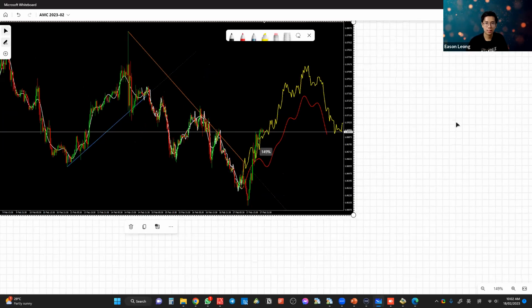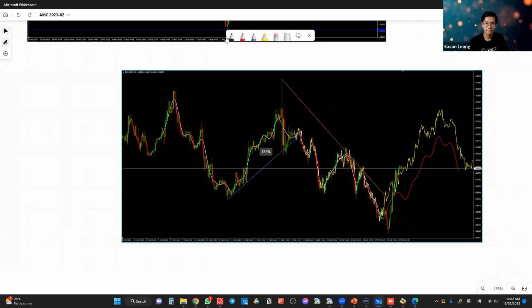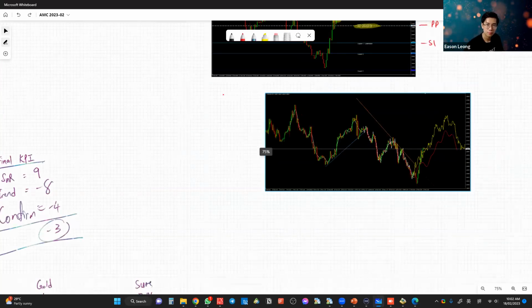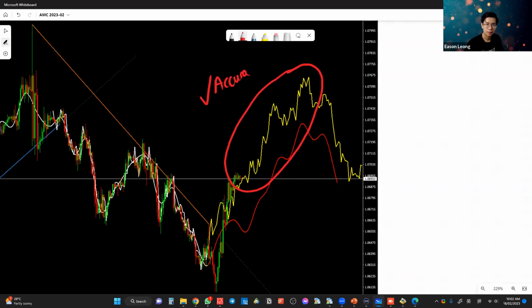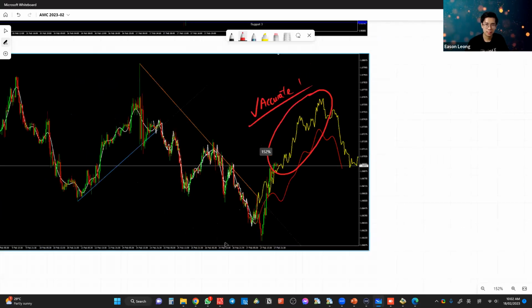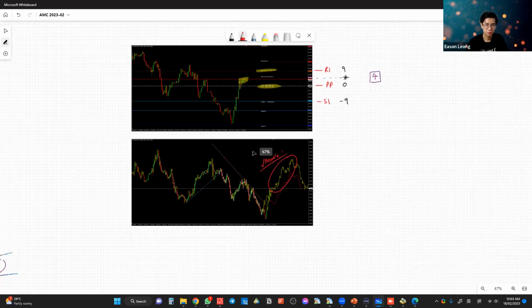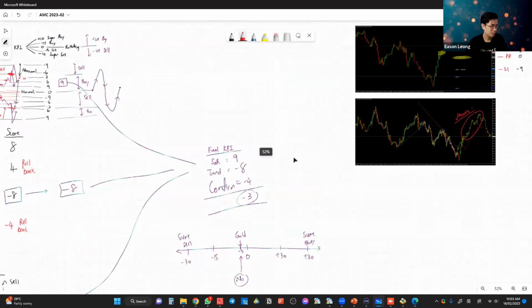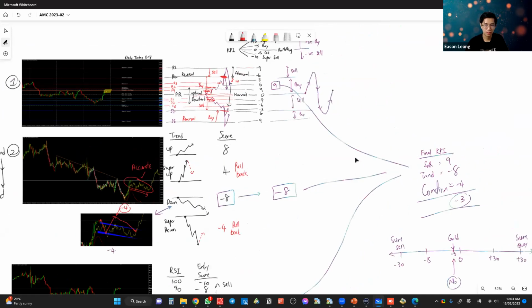Correct. So yellow is actually more accurate, so we will take the yellow one. And what will be the score for the yellow? Is it predicting uptrend or super up or somewhere in between? What is the score that you guys would give for this?